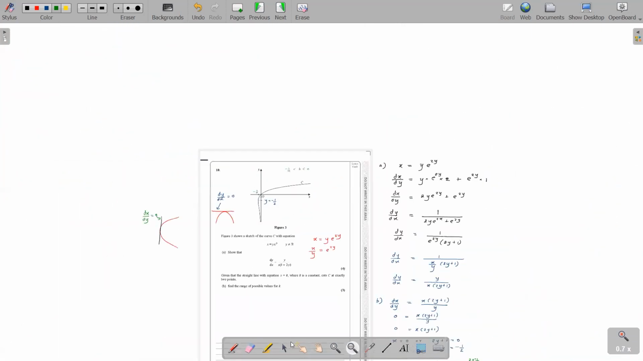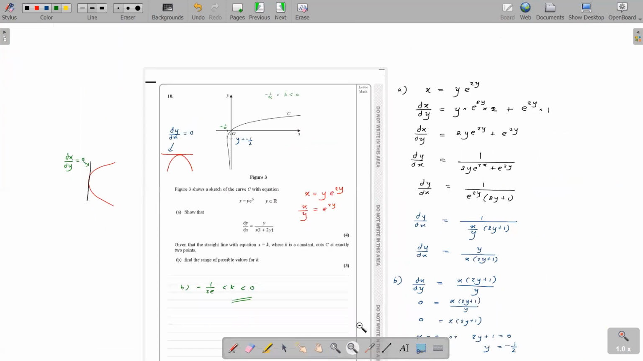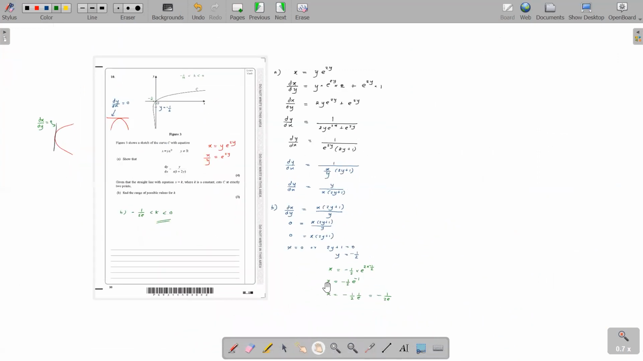So for the part B answer you could write: k is greater than minus 1 over 2e and less than 0. Okay, so this is the end of the January 2022 T3 paper.